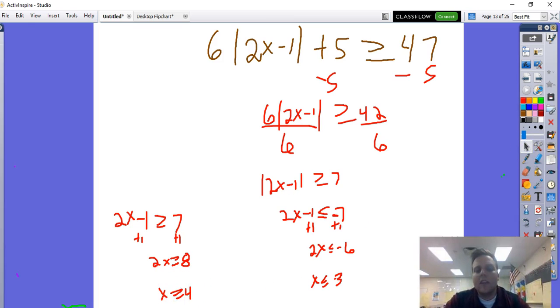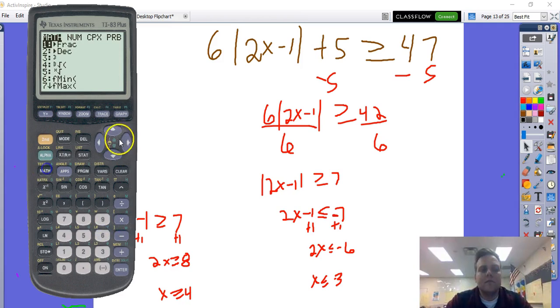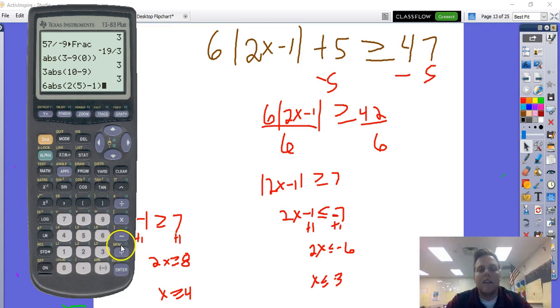Alright, so now I need to check both of these. What's a number where x is greater than 4? 5. That works. So we're going to plug it back into the very original. So we get 6 times the absolute value of 2 times 5 minus 1, and then plus 5. And if this works, I should get a number that is greater than or equal to 47. And I got 59, so it works.